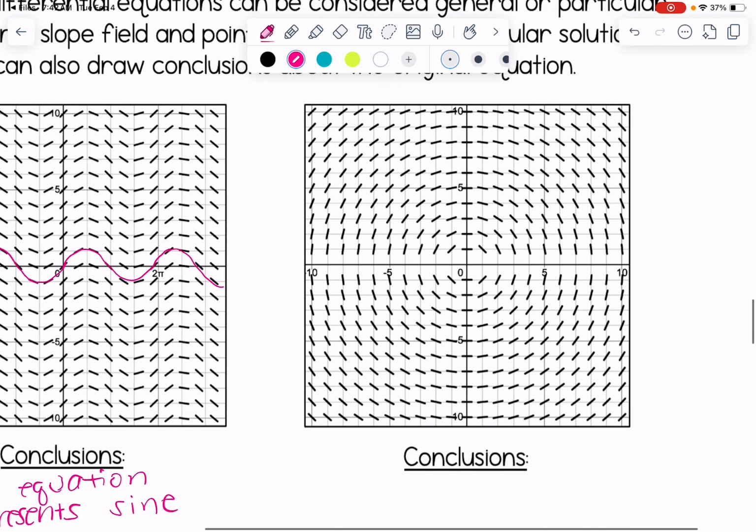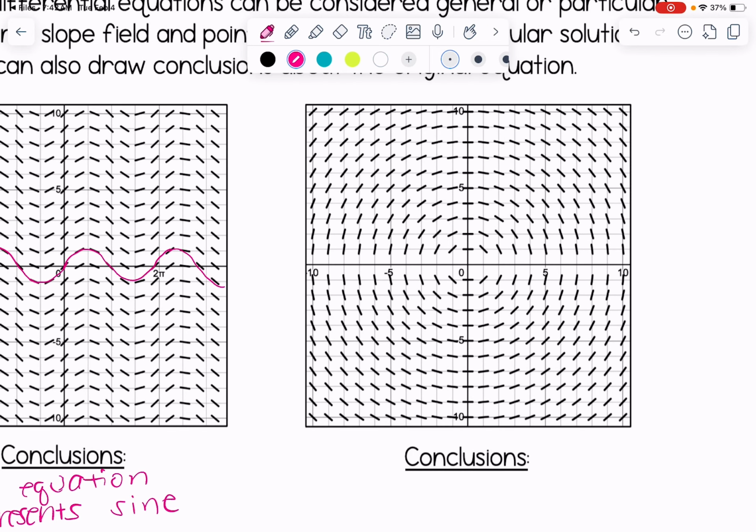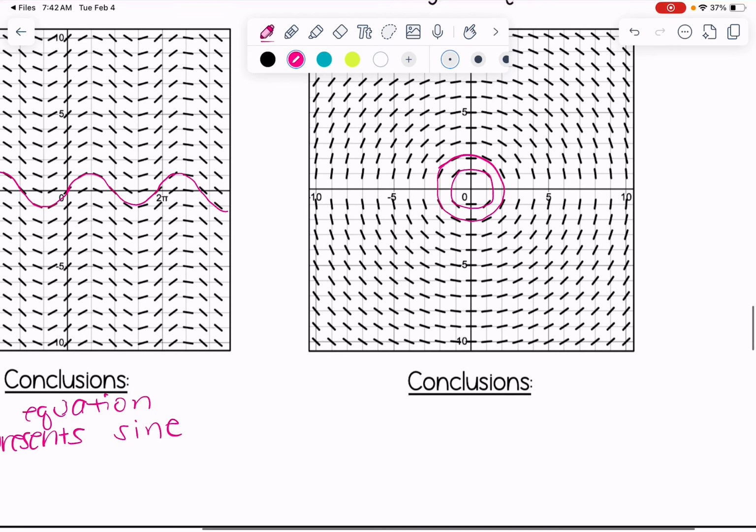Whereas in the second example, this one might be even easier to see. If I start connecting these little slopes, we form basically all of these circles. Now each of these represents a general solution. When we put this all together and we have a specific point, then we can pick one of these and say, okay, that's the particular solution. So here I could say that the original equation is a circle.